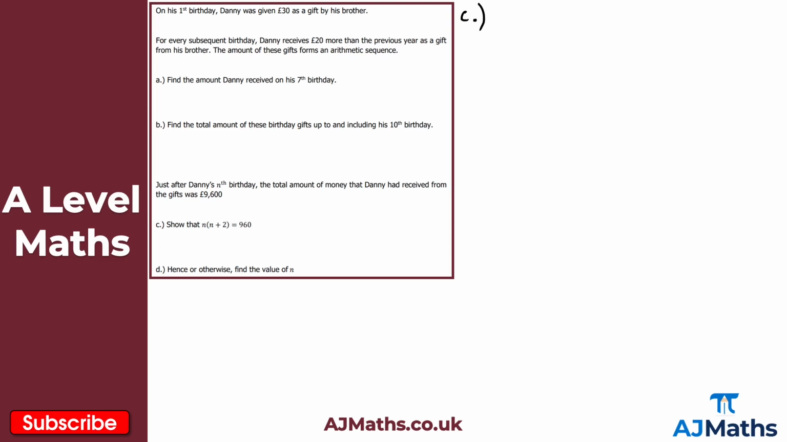So what we're saying here is on Danny's 10th birthday, or just after Danny's 10th birthday, the sum of the money that Danny had received from the gifts here was 9,600. So what we're saying then for part C is that Sn, the sum of the first n terms, is equal to 9,600. And we know the result here for the sum of the first n terms. So we're going to use Sn equals n over 2 times 2a plus n minus 1 d. Okay. In that case then, we don't know what n is. That's what we're looking to basically show here and then find the value of for part D.